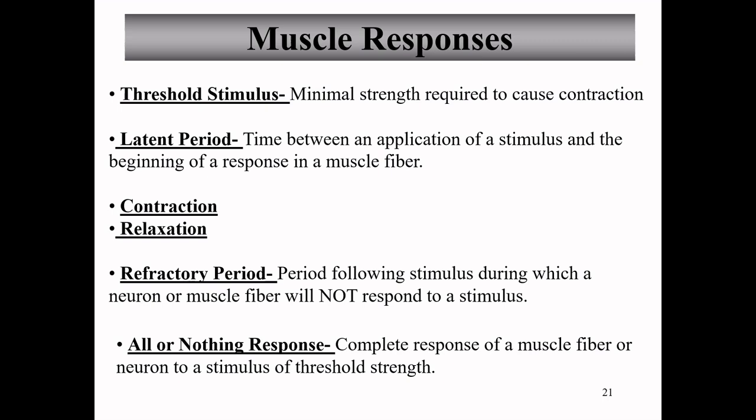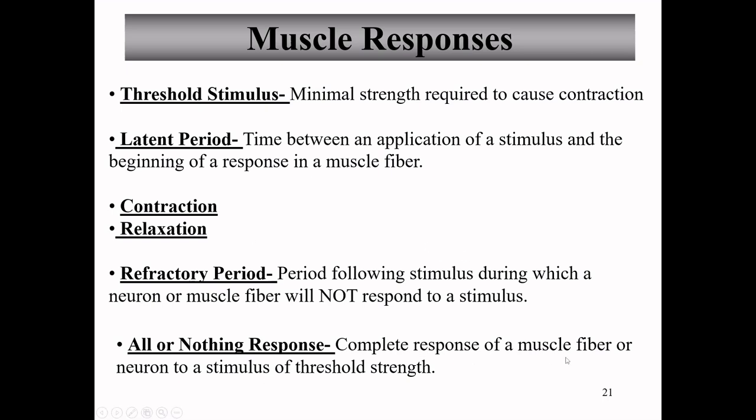After that, we enter the refractory period. I want you to think of the refractory period as the reset period, the time it takes to move all of the pieces back in place so that muscle contraction can occur again. It's the period following stimulus during which a neuron or muscle fiber will not respond to a stimulus, because we haven't moved everything back into place. That's our refractory period. Once we get that, the whole process can start over and we can go back into the threshold stimulus if we need that muscle to contract again.